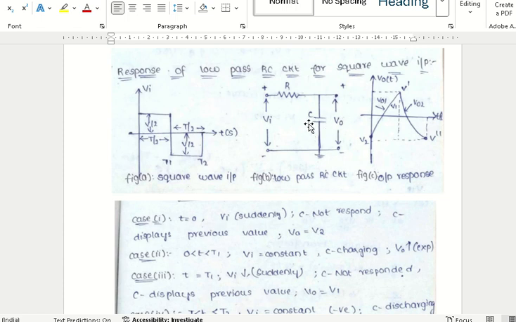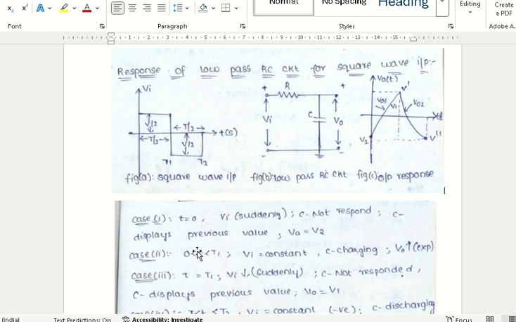That means initially we can assume that the voltage across the capacitor is V2. Therefore, at t equal to 0, when the input signal suddenly increases to the maximum value, the capacitor does not respond to the input signal. It displays the previous value. Therefore, that is taken as V2. That is represented here at t equal to 0.